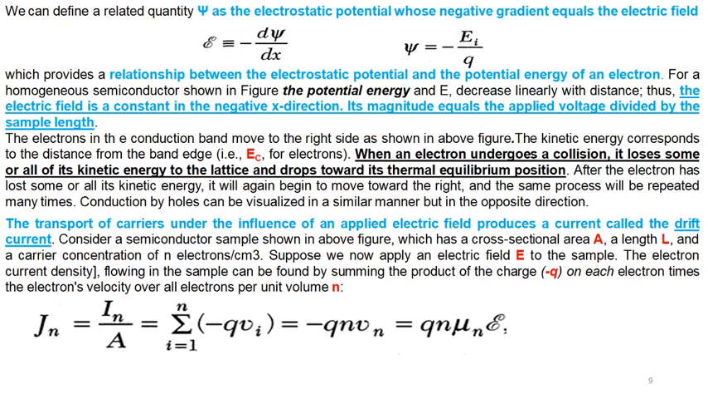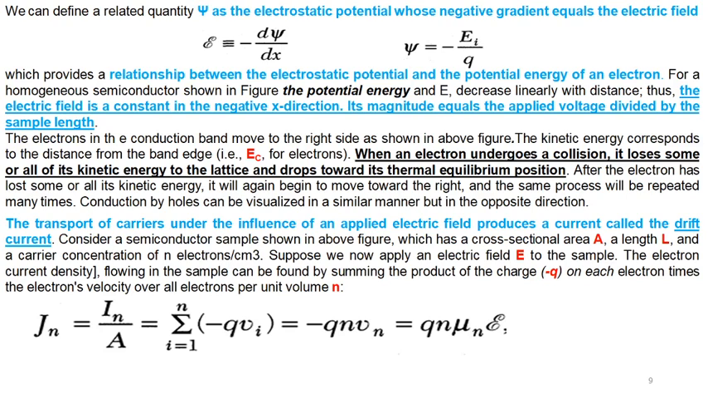Its magnitude equals the applied voltage divided by the sample length, and from that we can easily calculate the kinetic energy corresponding to the distance from the band edge EC. But when an electron undergoes a collision, it loses some or all of its kinetic energy.